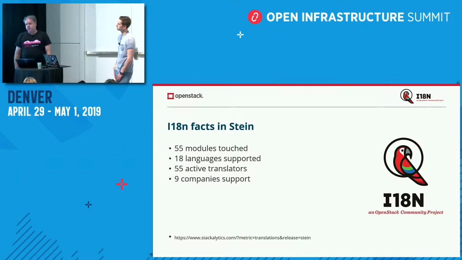Some facts in numbers. We touched in Stein, the last cycle, around 55 modules. We supported 18 languages. We had 55 active translators in the last cycle with the support from 9 companies. Our numbers are counted on Stackalytics. You can see the link there on stackalytics.com. Choose as metric the translation and release cycle, and you can see the numbers and names.